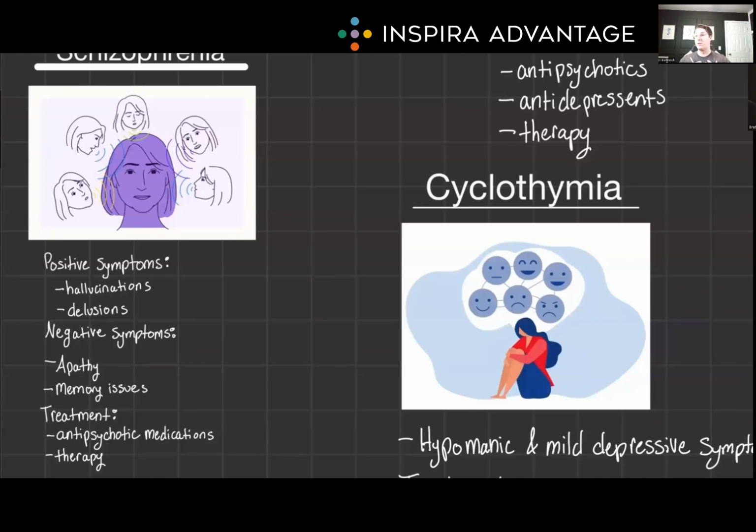So if they were asking me to identify schizophrenia, they oftentimes would talk about hallucinations as the big one. And it doesn't have to be a visual hallucination. It could also be an auditory hallucination. Not all schizophrenics, but some schizophrenics will hear voices.